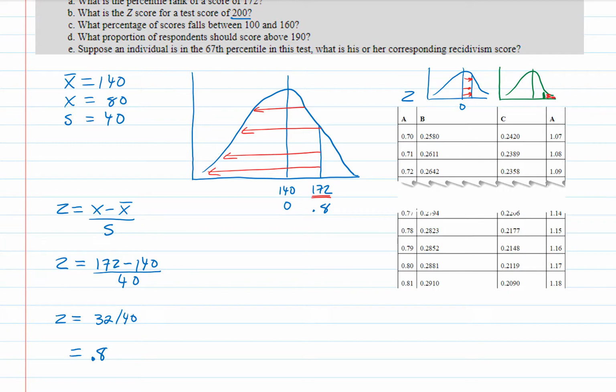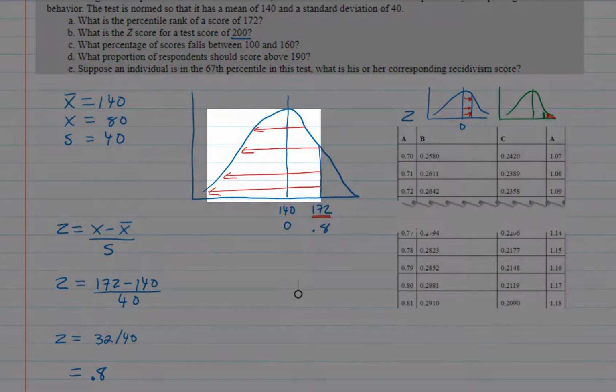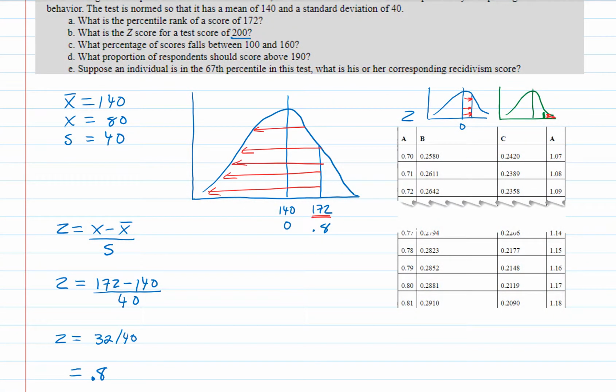Okay? So for this problem, we're interested in the percentile value associated with 172, and that's this area that I've shaded in red with these red arrows over here. So let's look down to our z-score. Our z-score of 0.8 is what we're looking for, and that's right over here. Right? So we want the area between the mean and this z-score, and that is equal to 0.2881.